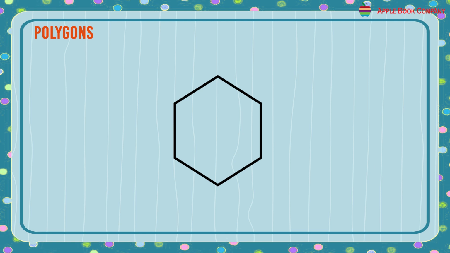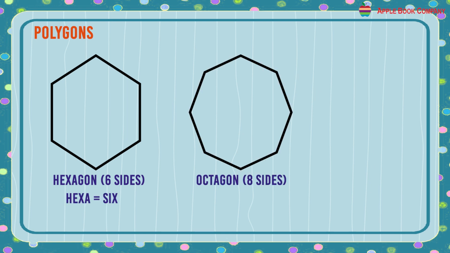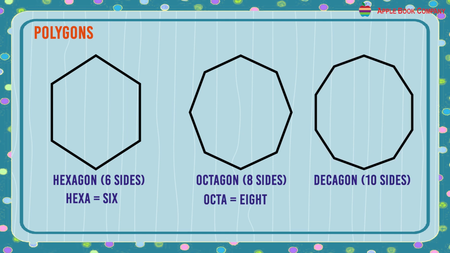The line segments which form a polygon are called its sides. The point where 2 sides of a polygon meet is called a vertex of the polygon. Hexagon, 6 sides. Hexa equals 6. Octagon, 8 sides. Octa equals 8. Decagon, 10 sides. Deca equals 10.